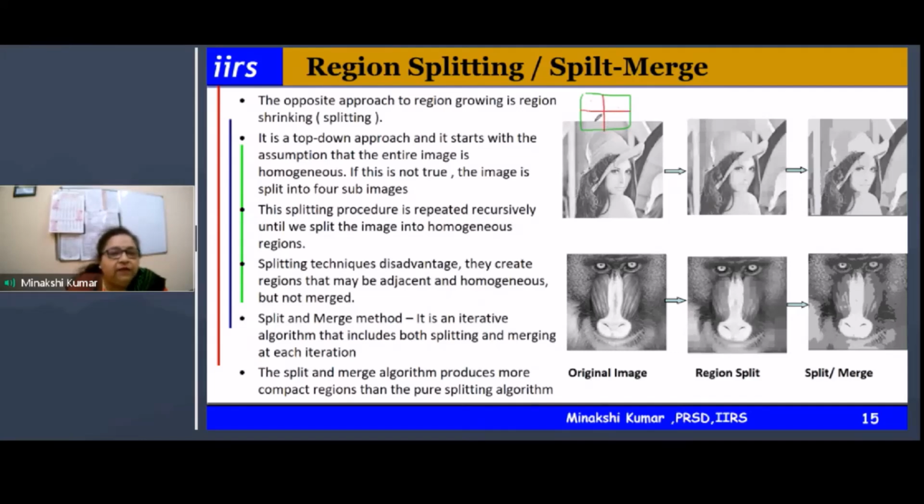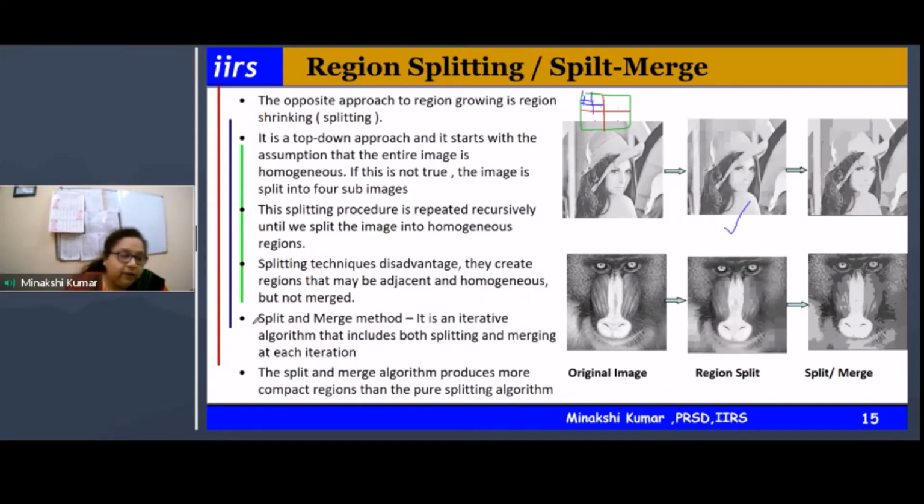And it will check for homogeneity of each sub-image. If the sub-image is homogeneous, it will not split it. But if the sub-image is not homogeneous, it will again split it into 4 sub-images. The splitting can continue until we reach either a pixel level, that means no further subdivision, or homogeneous regions are achieved, like here. So this is the region splitting method.